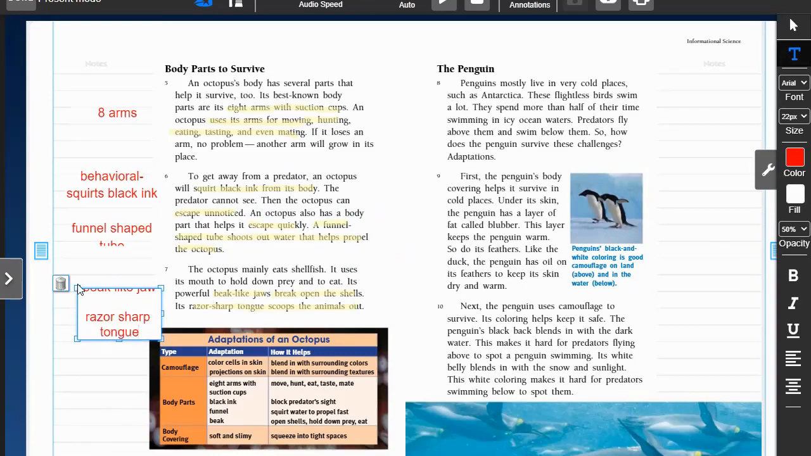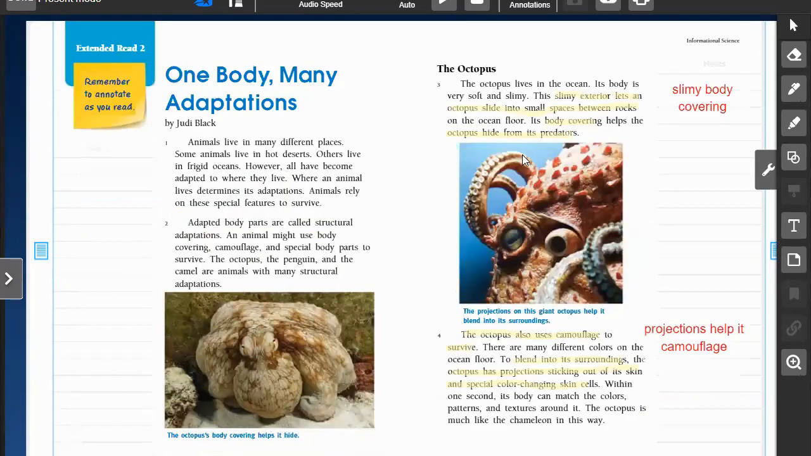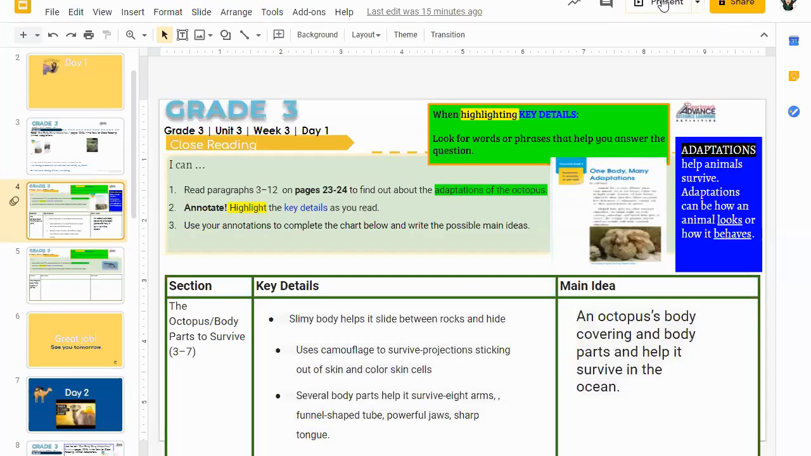Okay. And before I transfer my notes, my annotations to my chart, I want to take a look at this chart, this table on the bottom. It's titled Adaptations of an Octopus, and I can see that it has the types, camouflage, body parts, body covering, has the different adaptations and the functions or how it helps the animal survive. So as you can see, this table is like a summary of what we just read. Anyway, now let's go back and transfer what we highlighted, our annotations, to our chart.